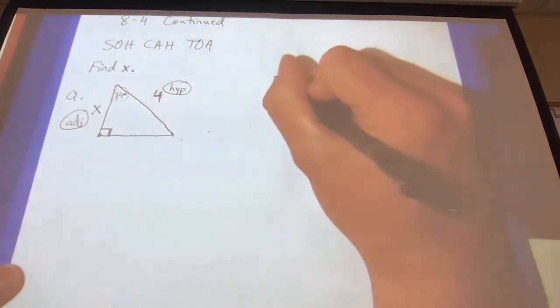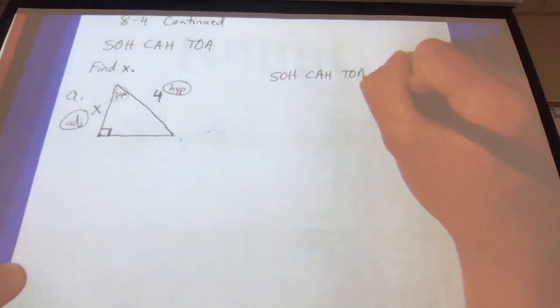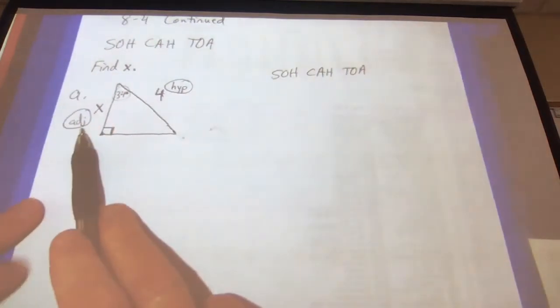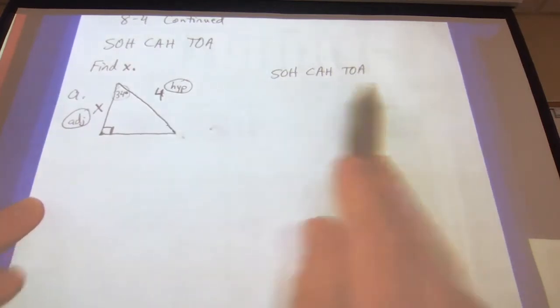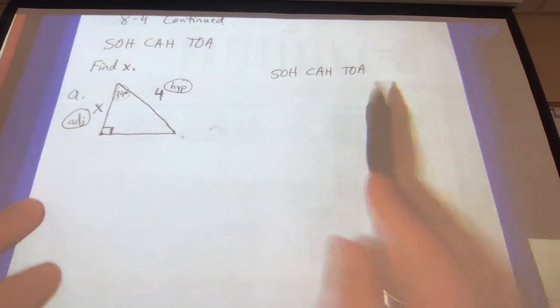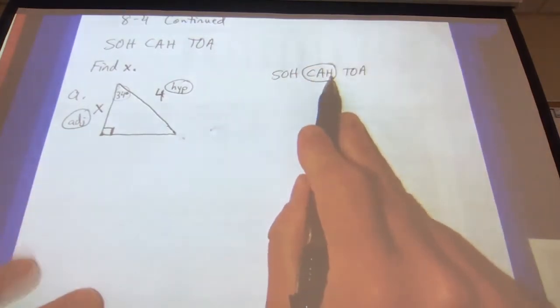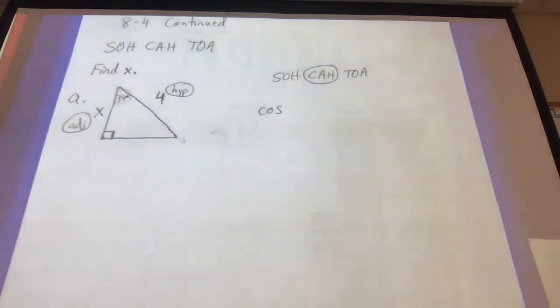Once you get to this point, you can go to SOHCAHTOA. SOHCAHTOA is going to tell us which one of our trig functions we're going to use. In this picture, we have the adjacent side and the hypotenuse. Which trig function uses adjacent and hypotenuse? Cosine. CAH stands for cosine is adjacent over hypotenuse. Since we have adjacent and hypotenuse, we know we're going to use the cosine.